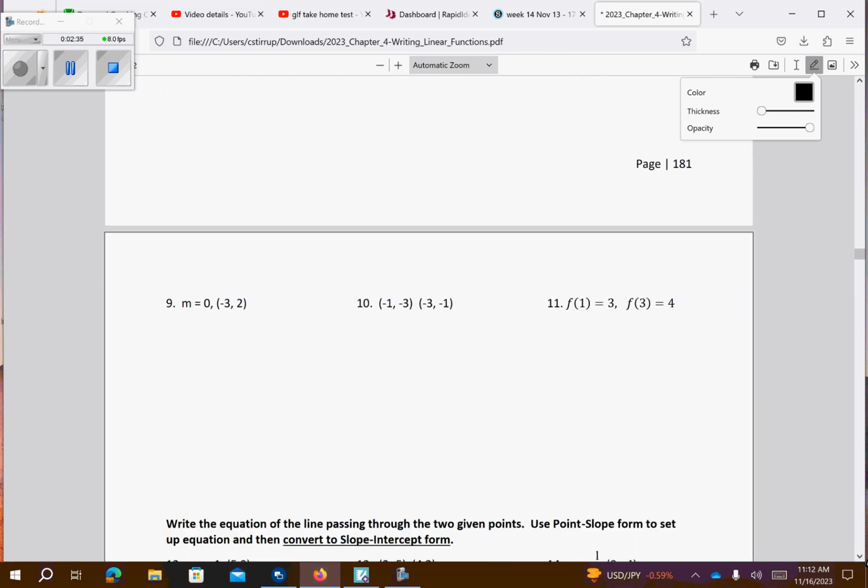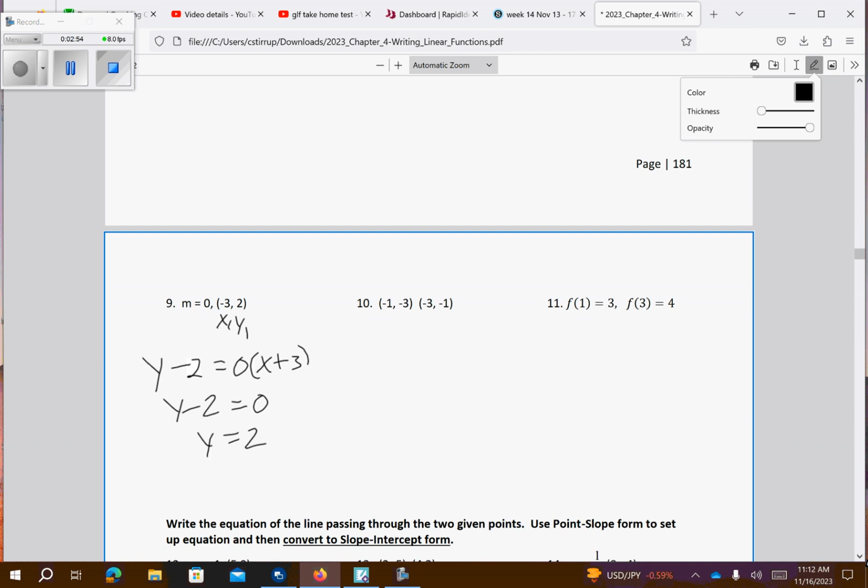Number 9. So that's just going to be x1 and y1. Plug them in. So it's a positive 2, so it's a negative 2 here. My slope is 0. x plus 3. 0 times a quantity is just 0. So then just add 2 to the other side and you're done.